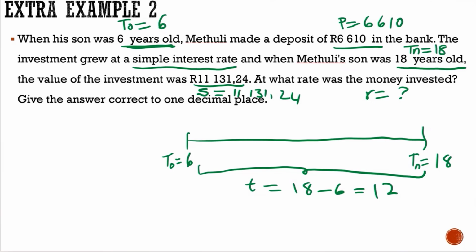Okay, so now what is it that you're looking for? This is T0. This is your present value. It's always there when you are starting with your investment, which is 6,610. So now it has accumulated. That is your S, which is equal to 11,131.24. We are looking for what? For your R. So now here is the timeline.